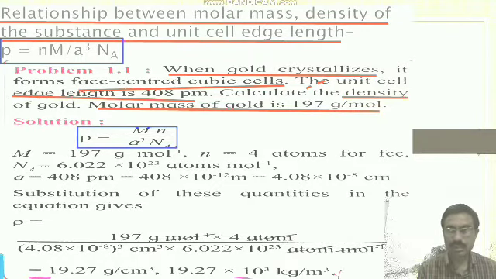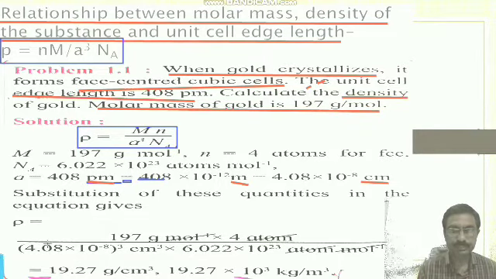Picometer is converted to meter by multiplying by 10 raised to minus 12, and meter is converted to centimeter, giving 4.08 multiplied by 10 raised to minus 8 centimeter. Substitute this value in the above equation.